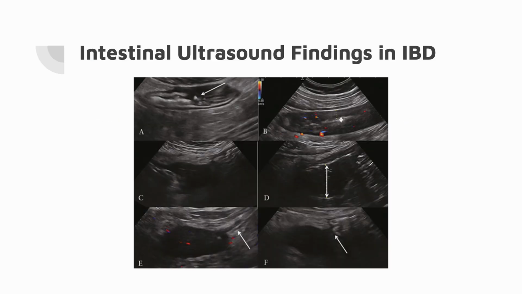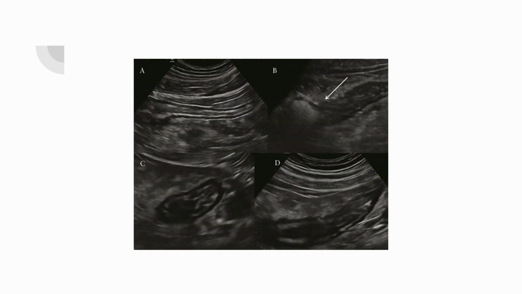This is going to be your transverse colon, again, with some bowel wall thickening. C and D, so we're going to have a stenosis here in C, and then D is going to be some pre-stenotic dilations. E and F, we're going to be seeing that hypoechoic fistula formation there.